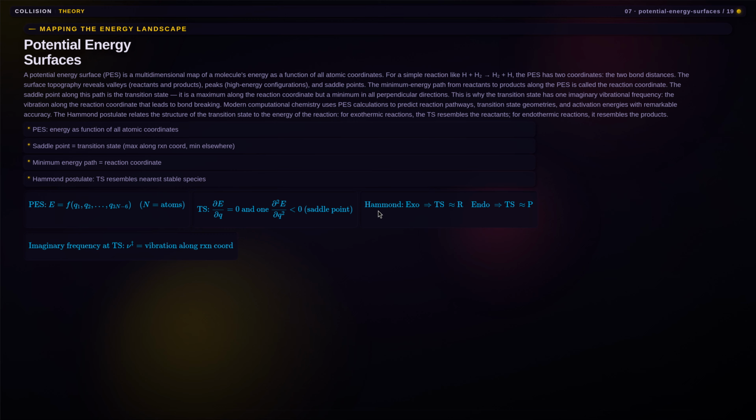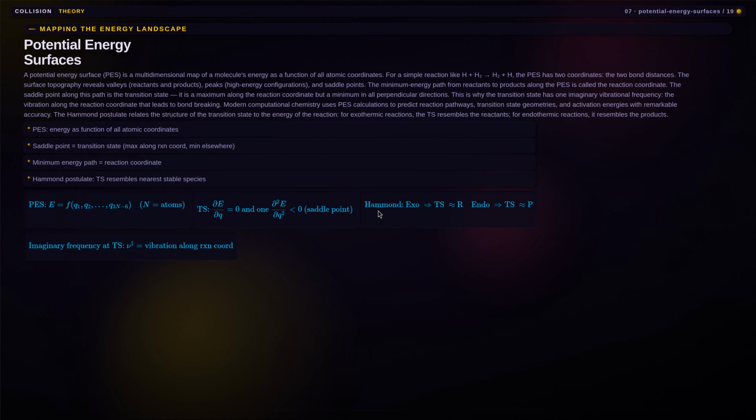For a simple reaction like H plus H2 giving H2 plus H, the surface has two coordinates, the two bond distances. The surface topography reveals valleys for reactants and products, peaks for high-energy configurations, and saddle points. The minimum energy path from reactants to products is called the reaction coordinate. The saddle point along this path is the transition state.